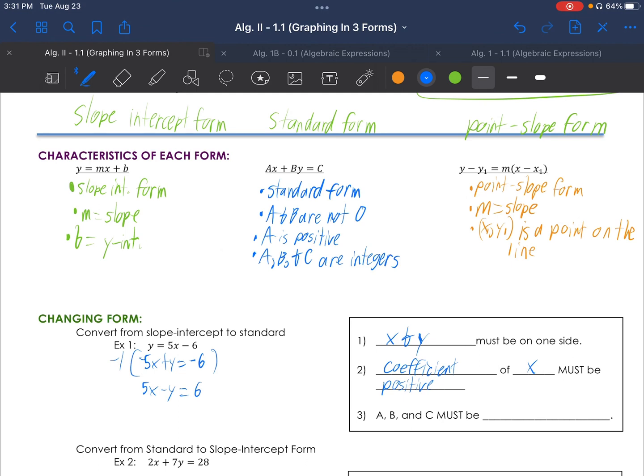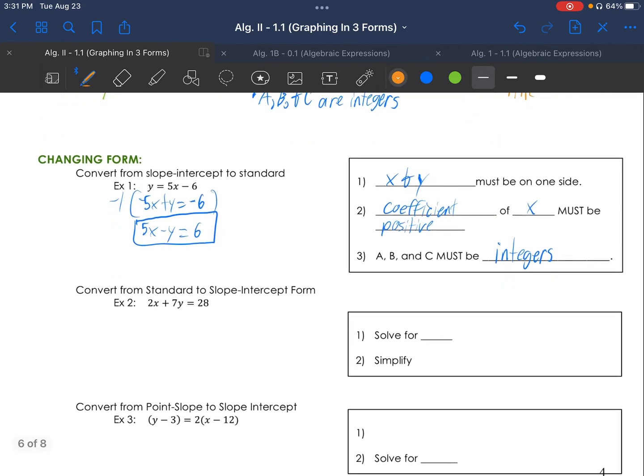And then last but not least, a, b, and c must be integers, aka not decimals or fractions. Currently they are not, so we don't have to worry about it. Now if they were, we actually would have gone ahead and dealt with that at the same time we dealt with the sign change. I'll talk about those examples in a bit.